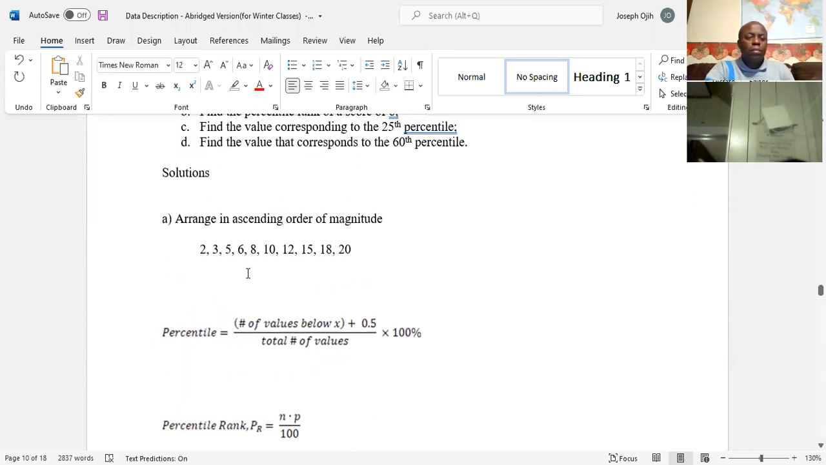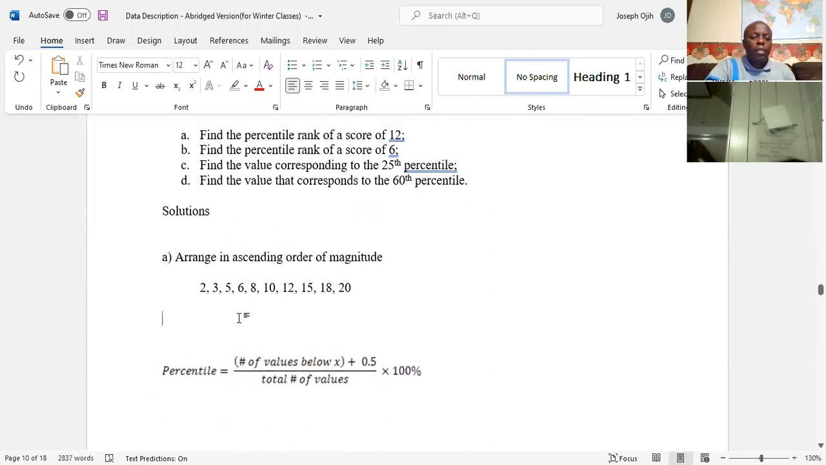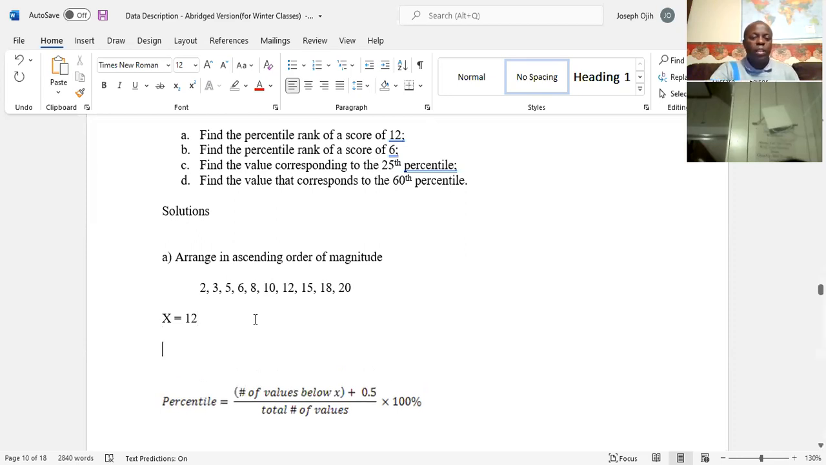So the percentile rank of the score of 12: X is 12. Now it says number of values below X. How many numbers are below 12 here? 1, 2, 3, 4, 5, 6. See? 6 numbers are below 12. So let's put this in the formula.